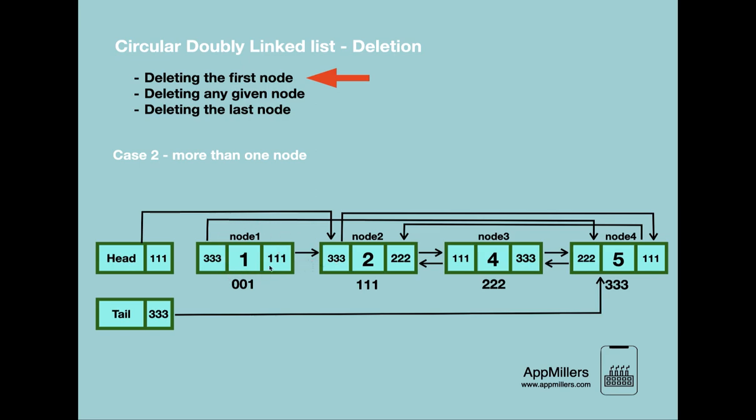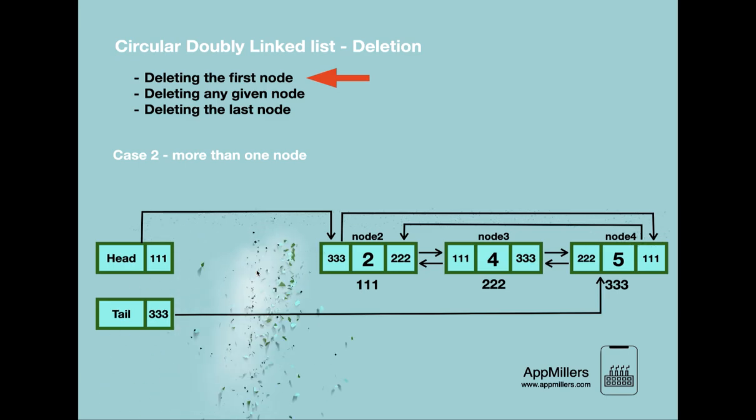Now you see that there is no pointer to node 1, which means that it becomes eligible for garbage collection. So the garbage collector comes and deletes this node. With this, the deletion of the first node in a circular double linked list, in which we have more than one node, is complete.